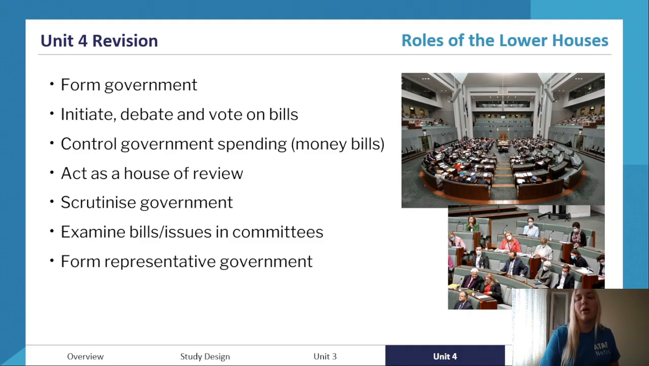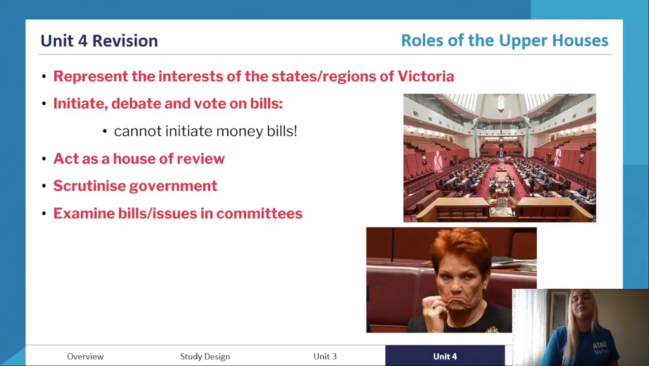They usually initiate bills. Why? Because the government party is in this house and they can pass bills with ease because they already have the majority of seats here. They also control government spending, so only the lower house can pass money bills. The upper house cannot. They can scrutinize government, so political parties argue with each other about who's better or not. They can initiate parliamentary committees to further investigate a bill, and how laws could be better improved in an area. And they form representative government, representing the people.